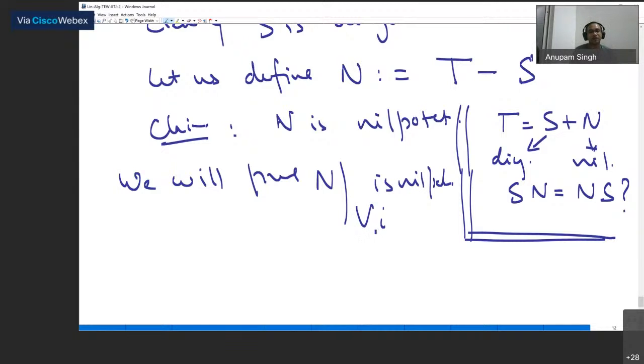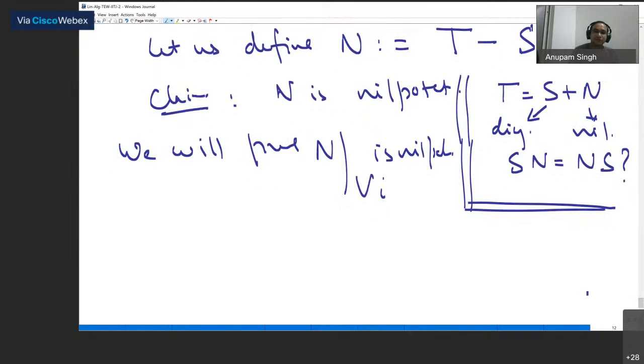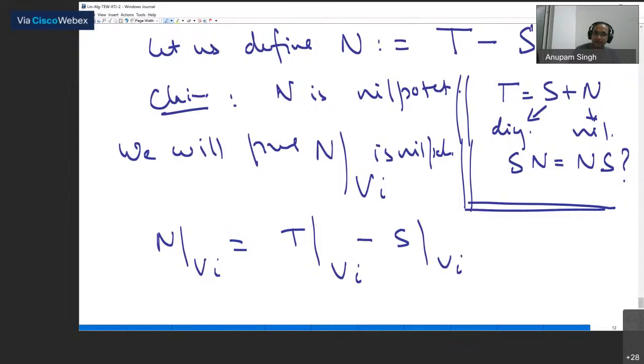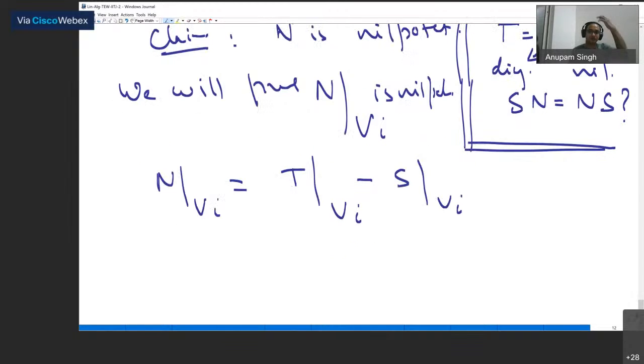And on each block, if it is nilpotent, then the total thing is nilpotent because there are only finitely many blocks, right? So to prove N restricted to Vi is nilpotent, we know that N restricted to Vi by definition is T restricted to Vi minus S restricted to Vi. So we can define this to be, let's say, Ni, just for simplicity. And this is just Ti, and this is Si, but Si, the way I have defined it, is just a scalar lambda i times identity.